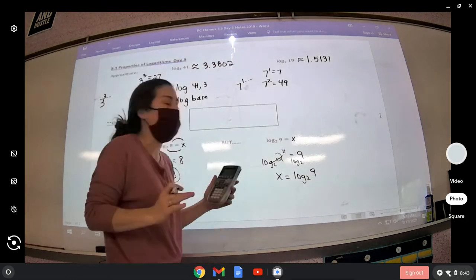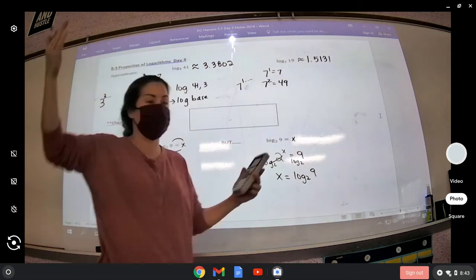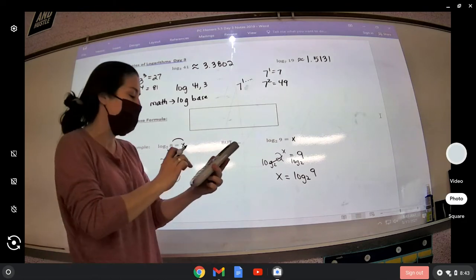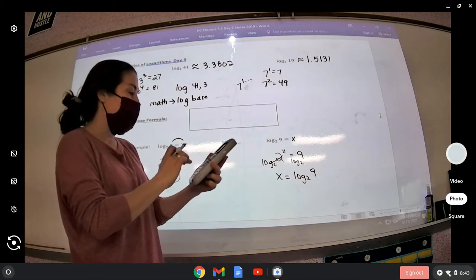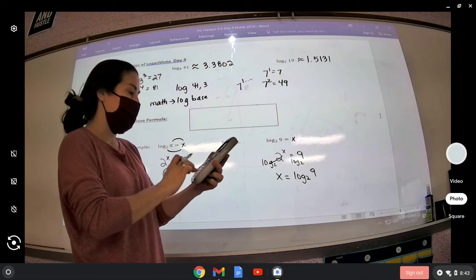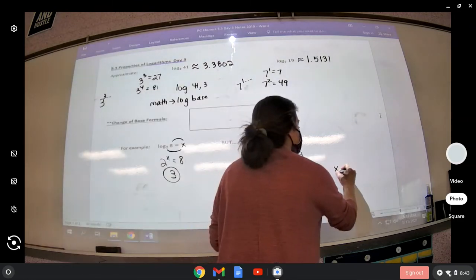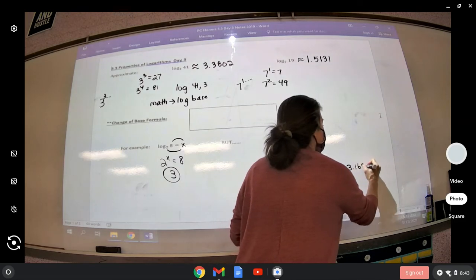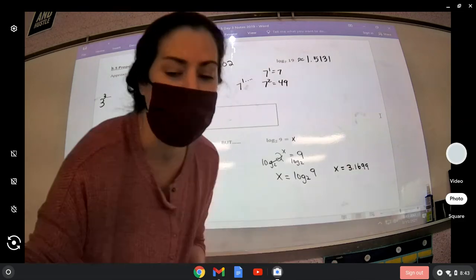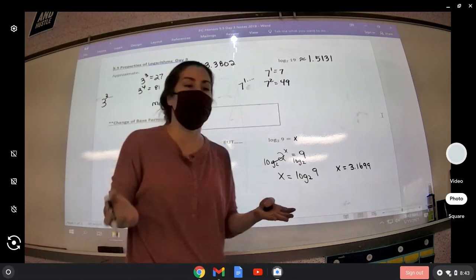You can ask your calculator, what is that? Let's do it right now. What is log base 2 of 9? 2 to what power is 9? It's probably 3 point something, right? So log 9, 2. It's 3.1699. The answer to this is 3.1699-ish.